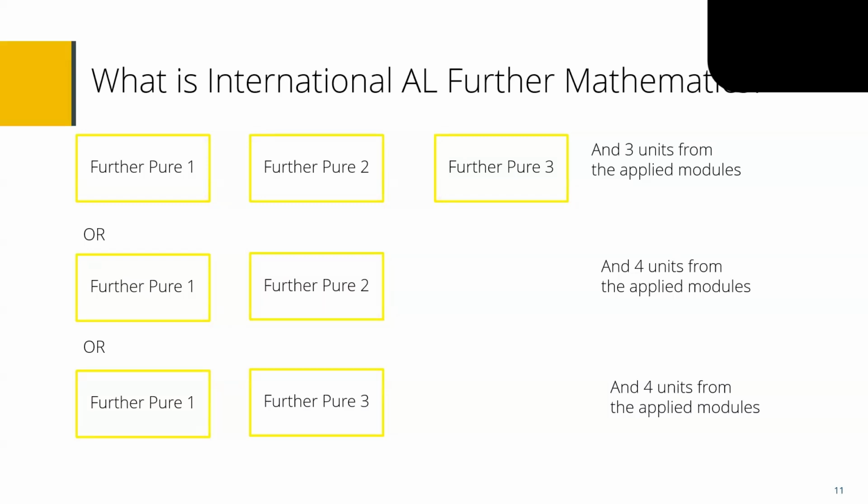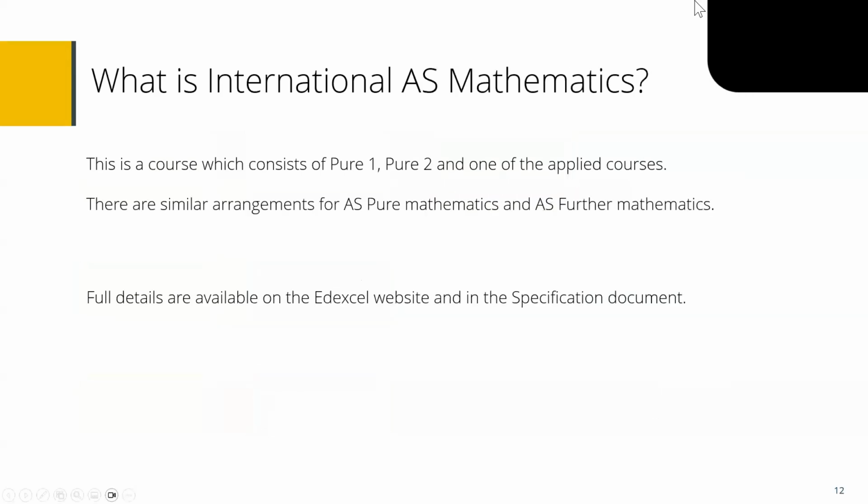We're not going to explore the further mathematics any more, but that's a reference since I'm talking about the different modules that you could combine. So we also then look at the International AS Mathematics. This is a course which consists of Pure 1, Pure 2, and 1 of the applied courses. And there are similar arrangements for the AS Pure Mathematics and the AS Further Mathematics as well. You can find more details if you go to the Edexcel website and look at the specification document that I also showed you on the screen a few minutes ago.